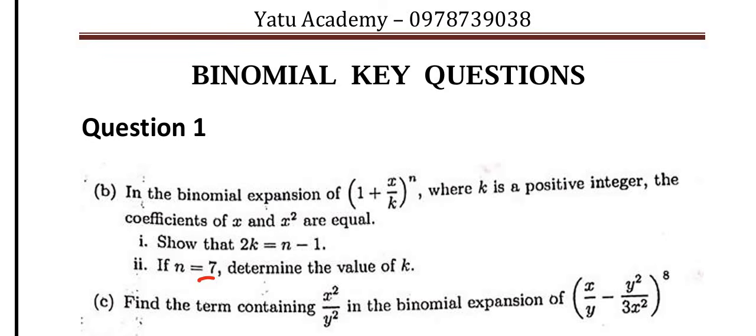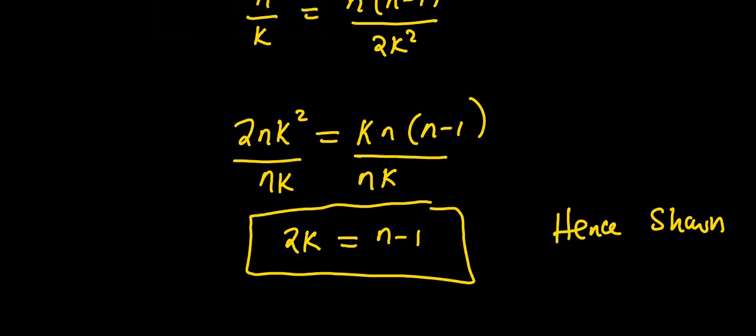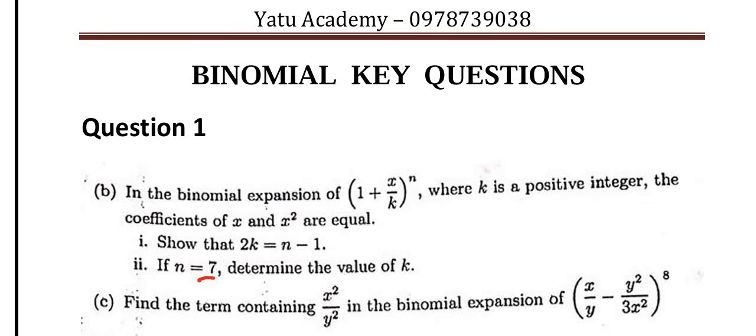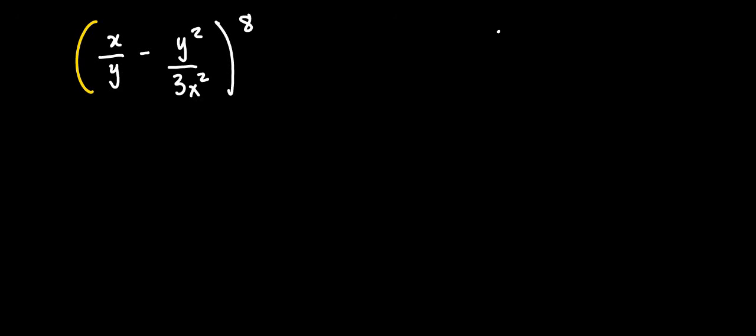And number C here, they are saying find the term containing x squared divided by y squared in the binomial expansion of this, right? That's what they want. They're saying the term that has x squared over y squared. So that's what they want, the term that has x squared over y squared. So this is the same thing like your question 13 again. They're simply asking you to get the term that has this. The same way you did number 13 is how you do this guy.